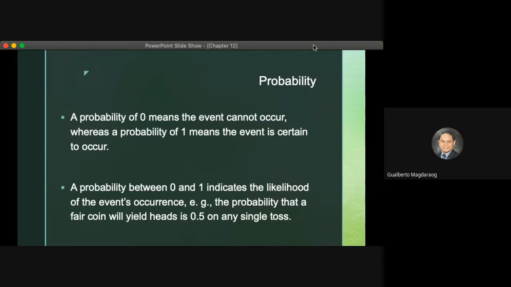So there is no such thing as 150% certainty. 100% certainty is equal to 100% that the event will happen. So walang 150, 200%, 100% certainty lang. So 100% or below. So therefore, the value of the probability is between 0 to 1.